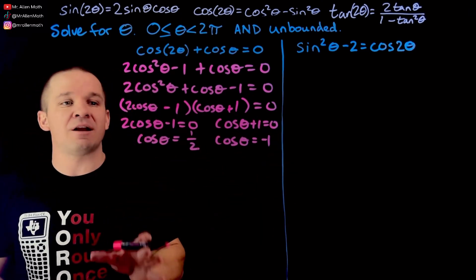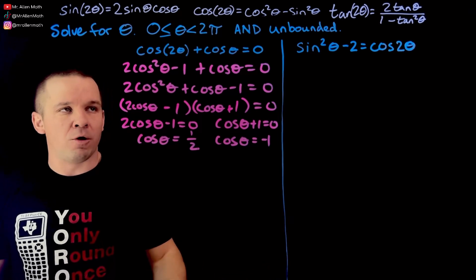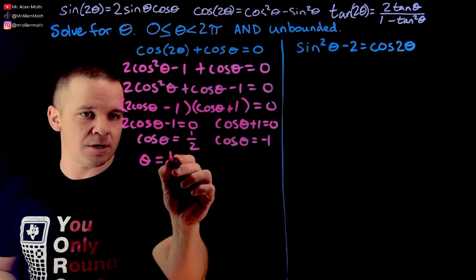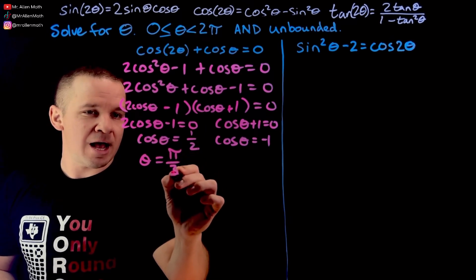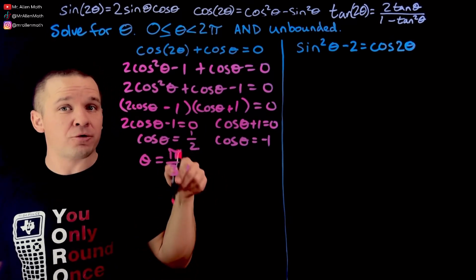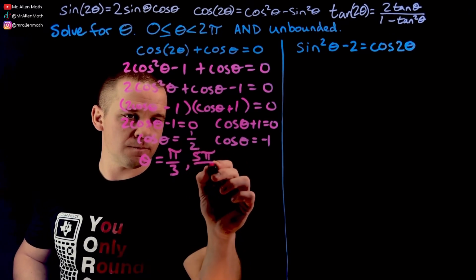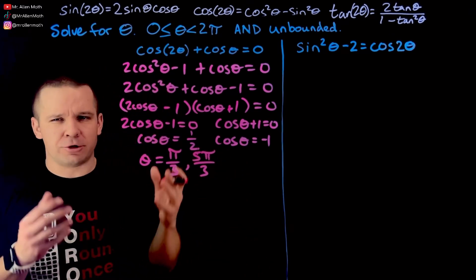So when is cosine of theta equal to 1/2? Well, that would be at pi over 3, right? So theta equals pi over 3. And it's also going to be in the fourth quadrant, so that'd be 5 pi over 3. You may need to draw triangles. I like to draw triangles in my head.